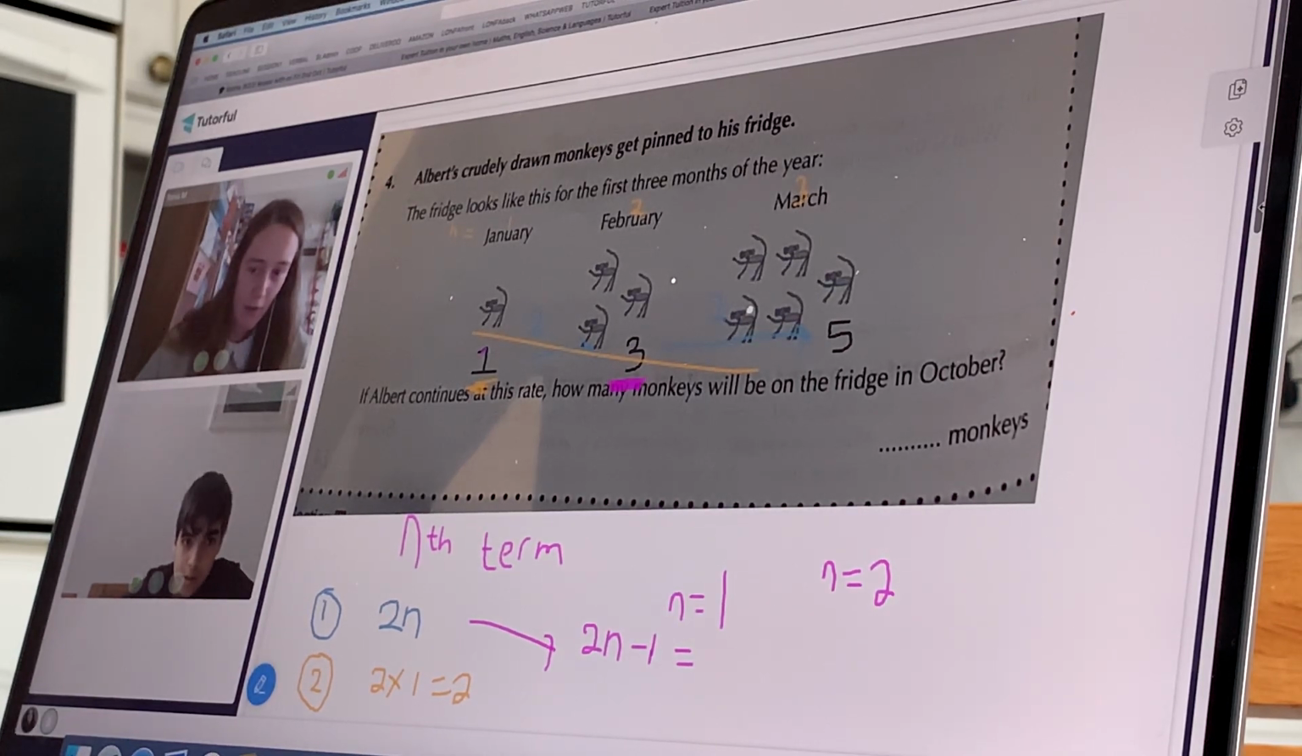Do you see how this works? Yes, I do. And then October will be term n equals 10, because it's the 10th month. Yes. Funnily enough, it's just turned October. So when we do n equals 10, what do we get?